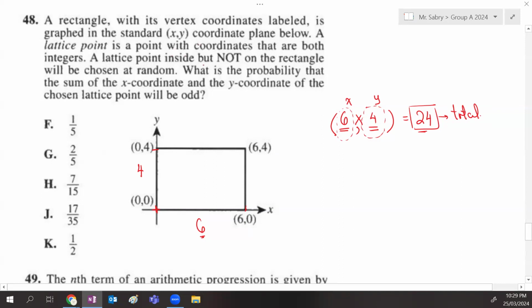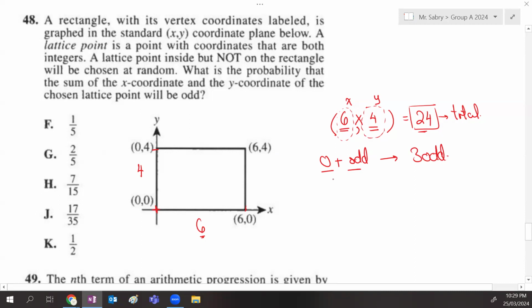It says a lattice point inside but not on the rectangle will be chosen at random. So I want to know that their sum is also odd. So what are the options where my sum is odd? This is the total. Let's try and figure them out. If I do 0 plus any odd number, it would get you an odd number. How many odd numbers are there from 0 to 6? Half of them, 3. So apparently there are 3 options here with the 0.